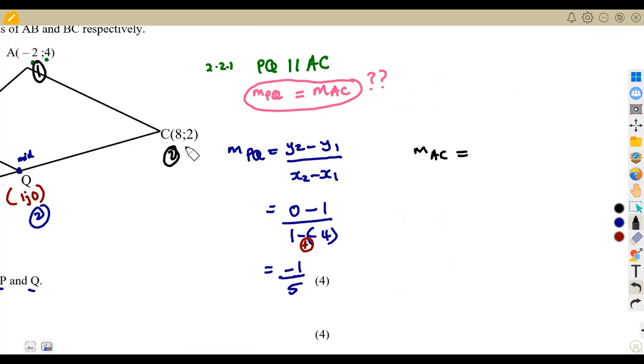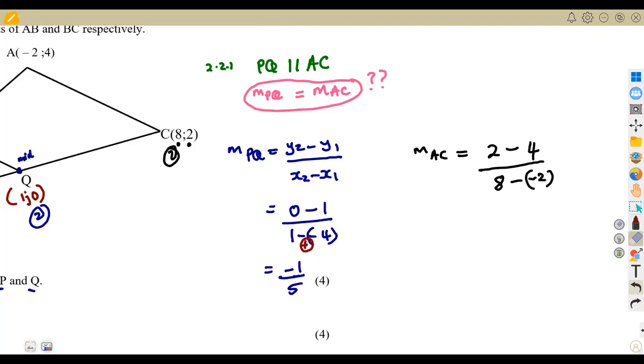So y2, that's the y value at the second point, which is 2, minus the y value from our first point, which is a 4, over the x2, which is the x at the second point, which is 8, minus the x at the first point, which is a -2. So this point here, it's a -2. So that's -2 like that. Okay, so that is how you can have this question. This is a -2, 4. Okay, so you can have our points that way.